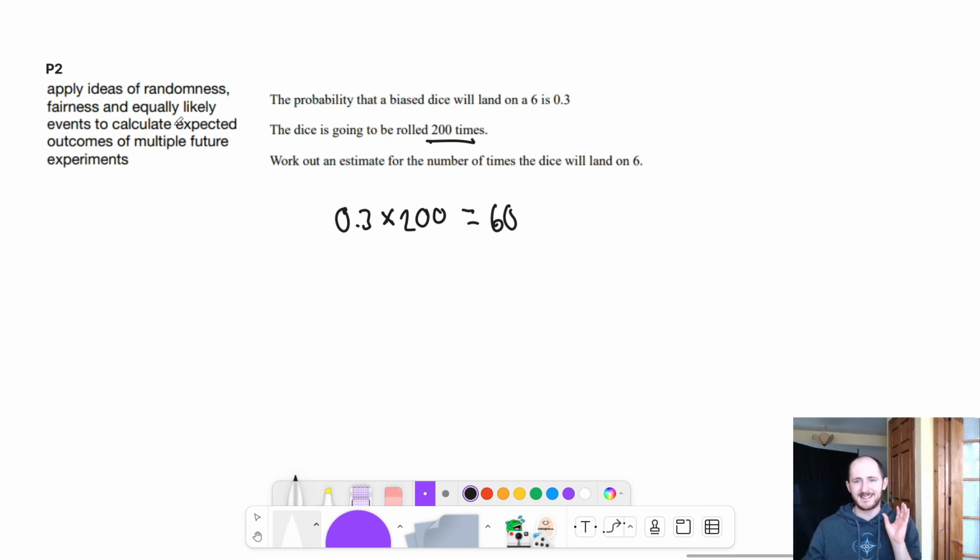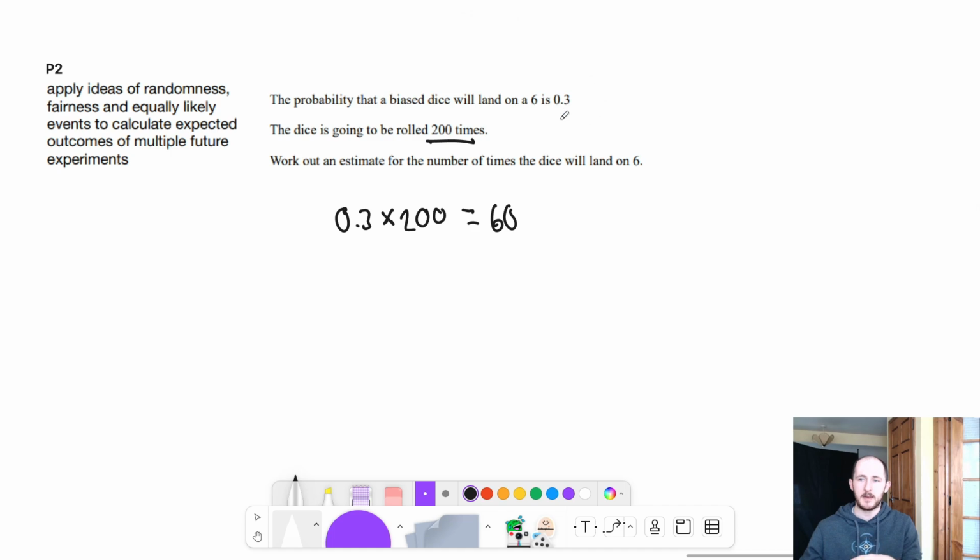So again, this is expected, it's not guaranteed. Okay? So randomness and fairness, well, when something's random, it means that you can't determine the probability, right? Fairness means that all outcomes are equally likely. So when I flip a coin, it's equally likely I get heads and tails, hence it's fair. When I roll a normal, unbiased dice, it's equally likely for me to get a 1, 2, 3, 4, 5, and 6.